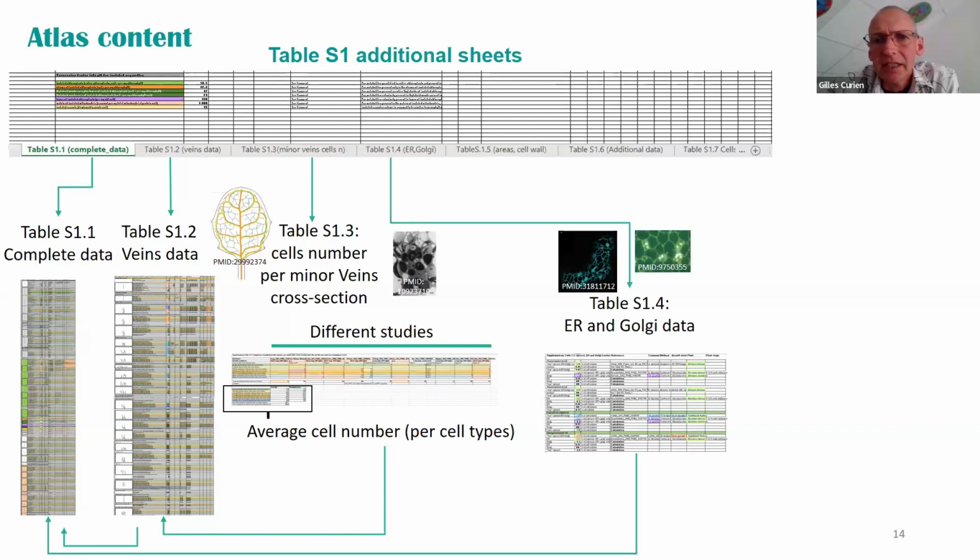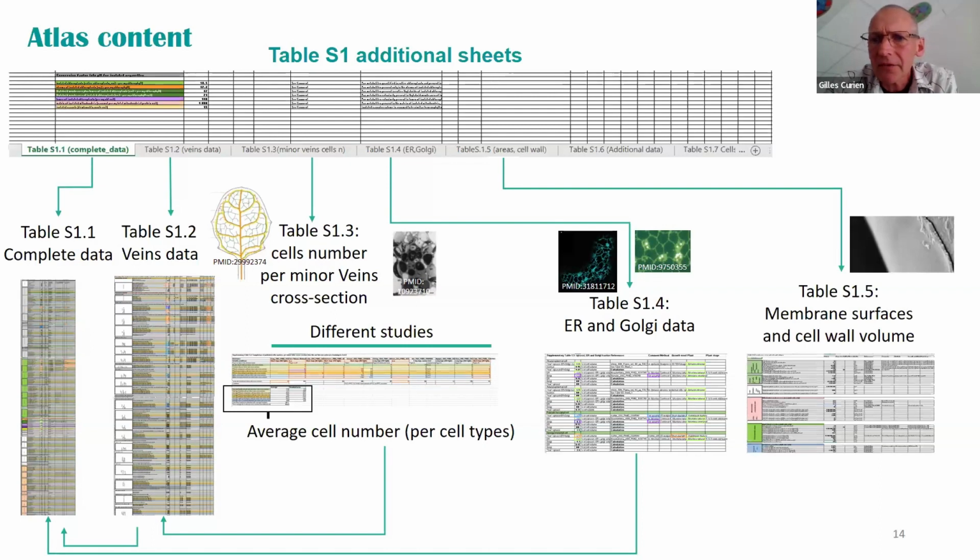For ER and Golgi, it's even worse because lots of people do some dynamic analysis of ER, but you could imagine that from the shape of this organelle, it's very difficult to calculate volumes, and we have to rely on very old 2D analysis from the old days. And even in different plants, you see the green in the table, and the violet and the blue. That means that there's lots of hypotheses. So here again, some room for improvement. Finally, a table on the membrane surface and cell wall volume. We will detail that in a while.